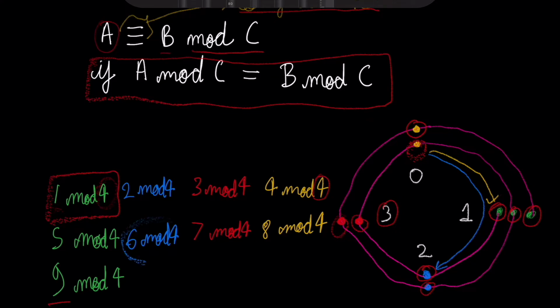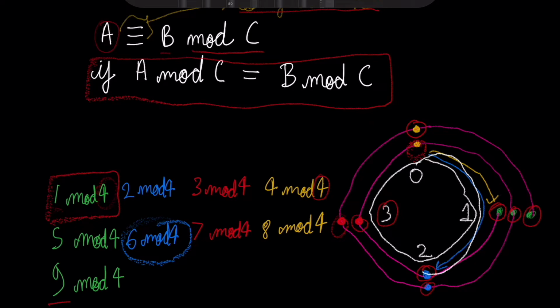Similarly, if I want to find 6 mod 4, I just have to move 6 steps from 0. So let's do that with white. From 0, the first step is 1, the second step is 2, the third step is 3, the fourth step is 0, and we loop back up. The fifth step again takes us to 1. The sixth step takes us to 2. So in the sixth step we reach 2. So 6 mod 4 is 2. Right? You get my point.